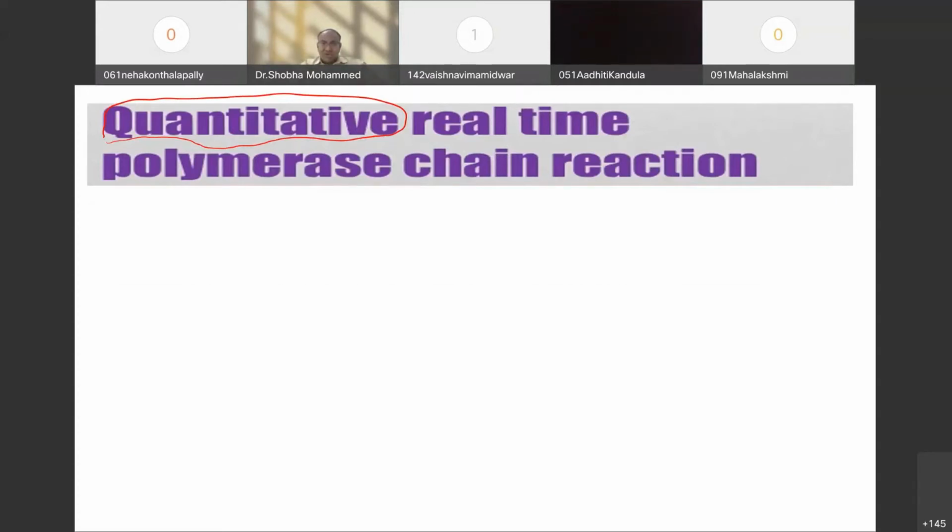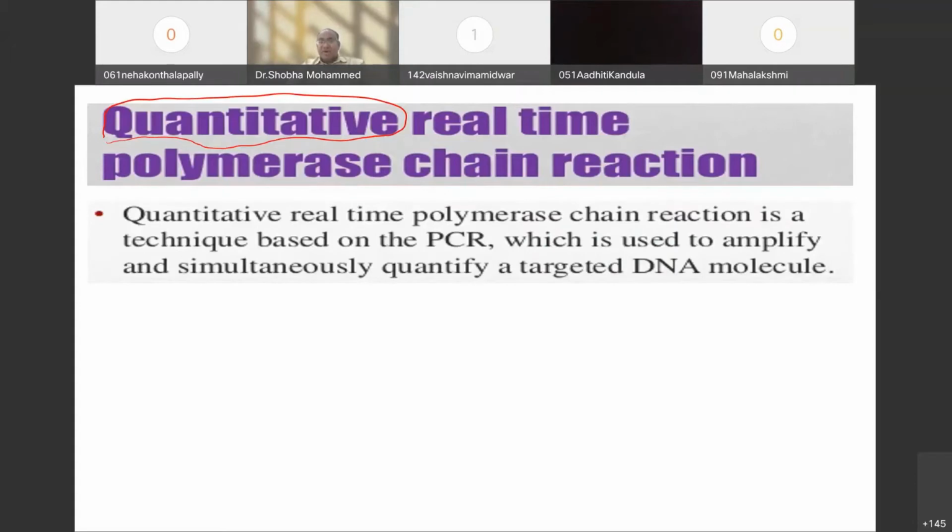Quantitative real-time polymerase chain reaction is a technique which is based on the PCR. So PCR is the base technique, an important technique. Once we have the base technique, as I told you, as time evolved we had additions to the PCR, the polymerase chain reaction, which is used to amplify the targeted DNA molecules.